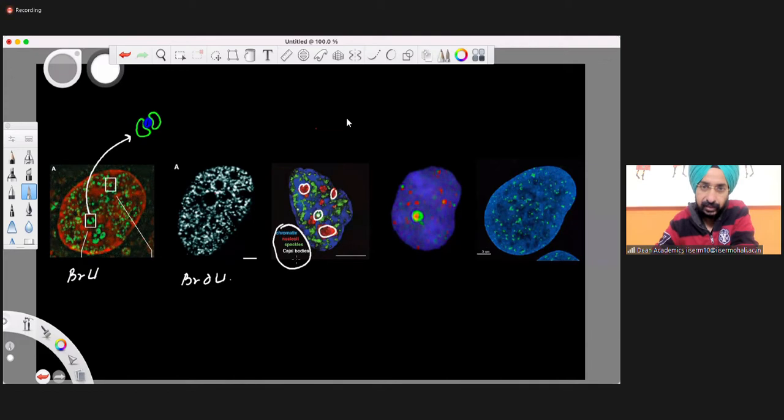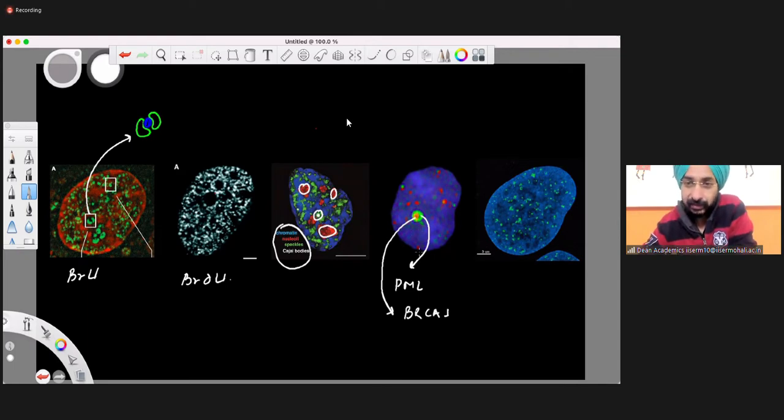Now this is PML in green color over here. It is one PML body, and red color shows the protein inside. In this case, it's the BRCA1 protein that is located inside the PML body. And remember, the other day I drew the PML body like that, right? So then I showed that other proteins get post-translationally modified inside, and you can actually appreciate that in this particular example.